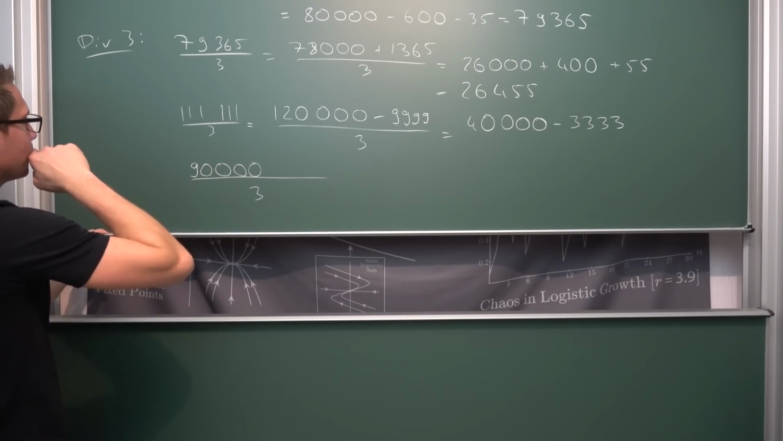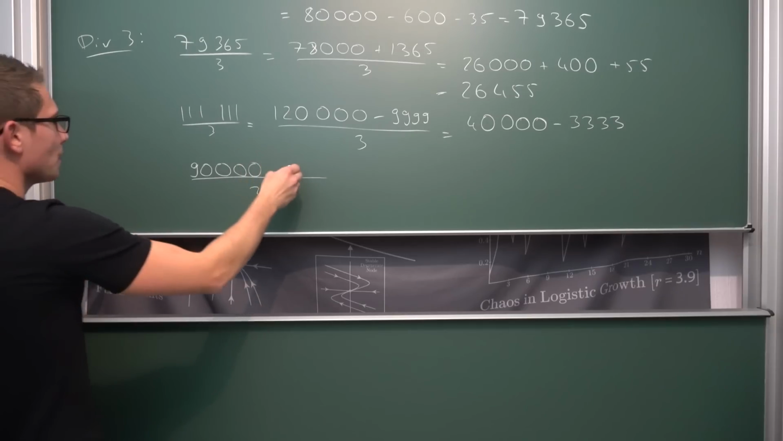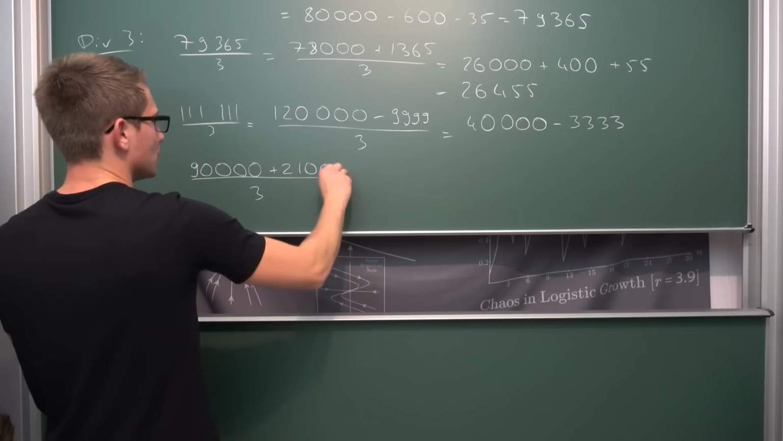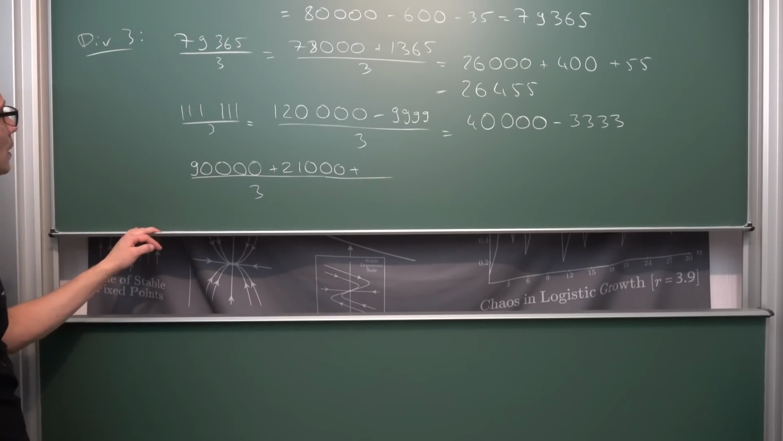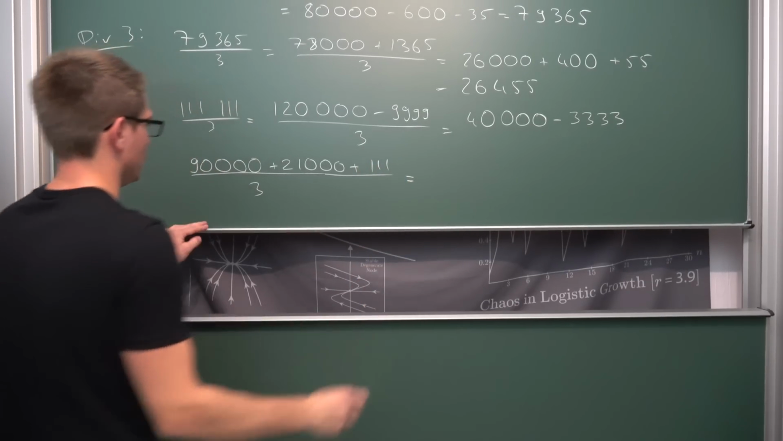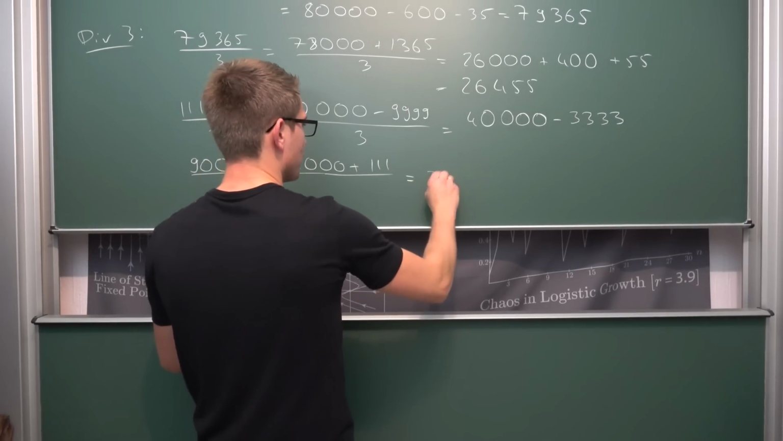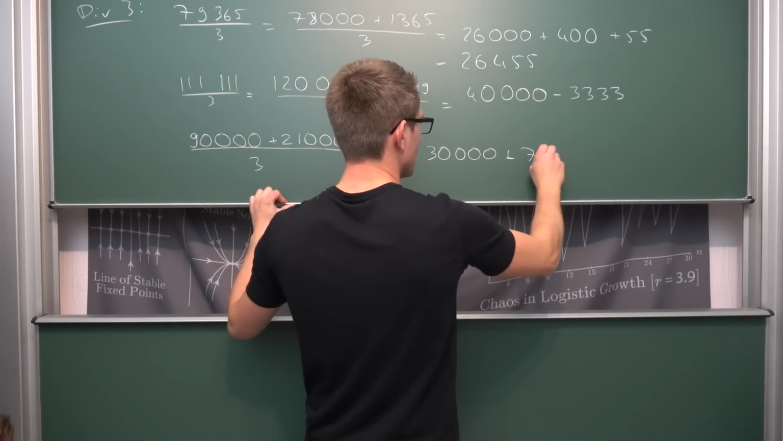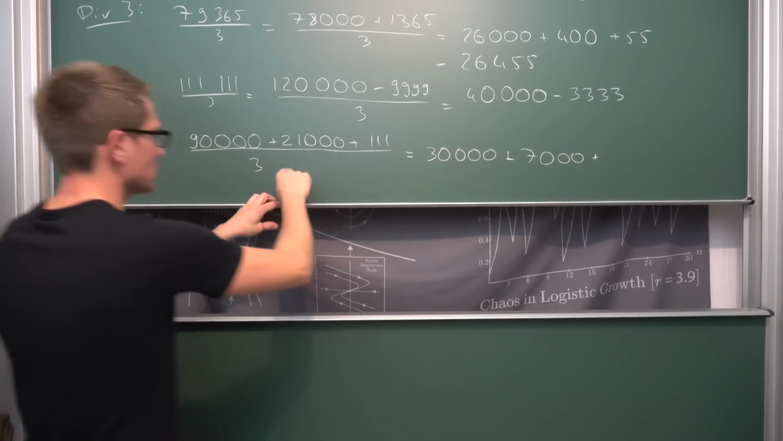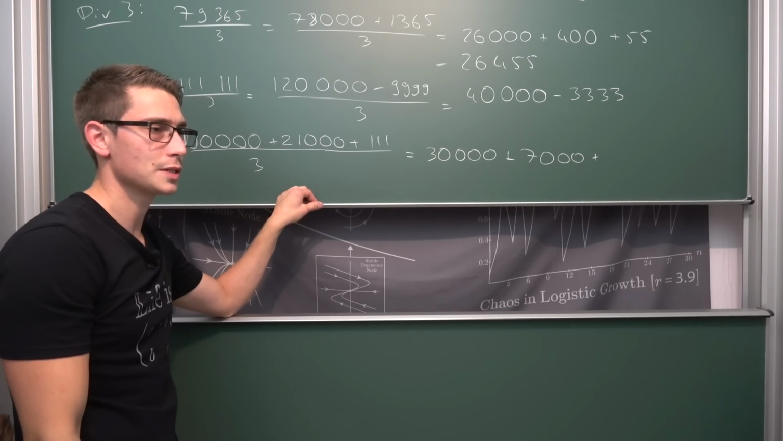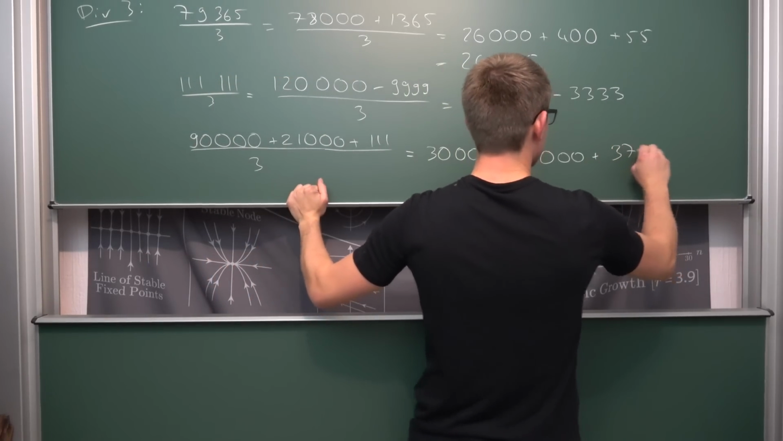Missing is 90,000, so we still need plus 21,000 plus 111. Okay, so this gives us 30,000 plus, and then 7,000 plus 111 divided by 3. What is that? 30 definitely, 21 missing, 737. Oh, that's an interesting number.